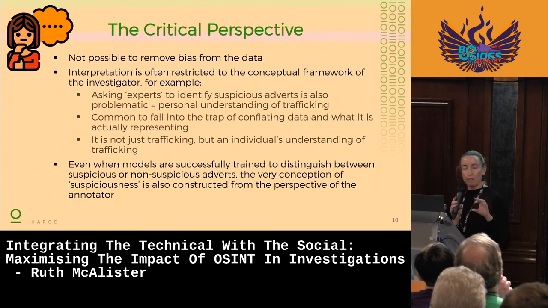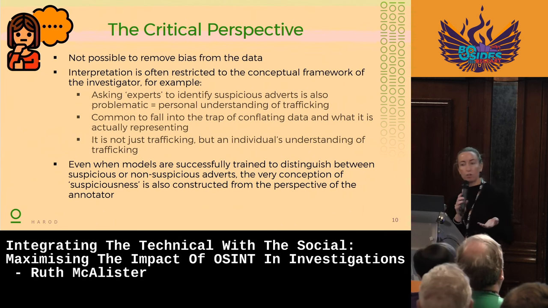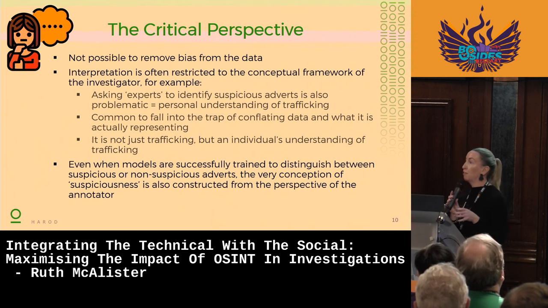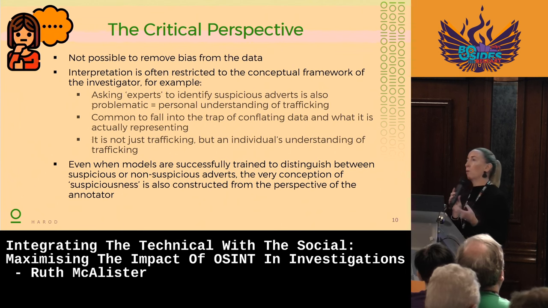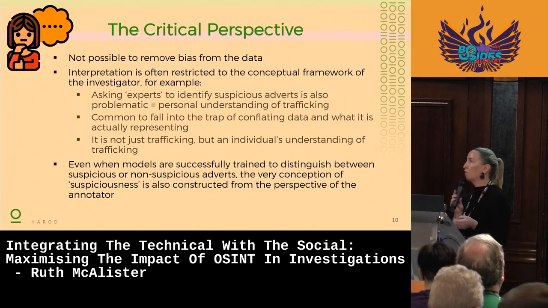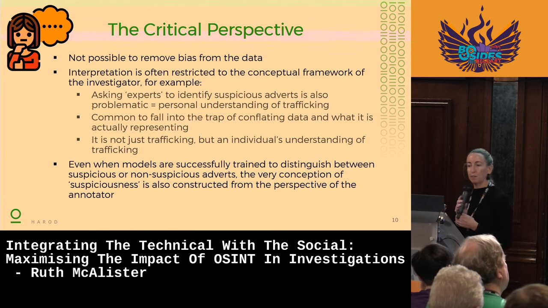So from a really critical perspective, it's impossible to remove bias from data. And the interpretation is often restricted to the conceptual framework of an investigator. So, for example, if I ask an expert to identify a suspicious advert online, how would they do that? You would probably think of your own personal perspective, I would imagine, around what suspicion is, what risk is, what might or may not look suspicious. So that can be a real difficulty.